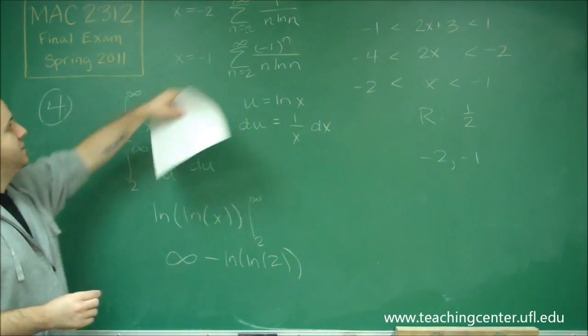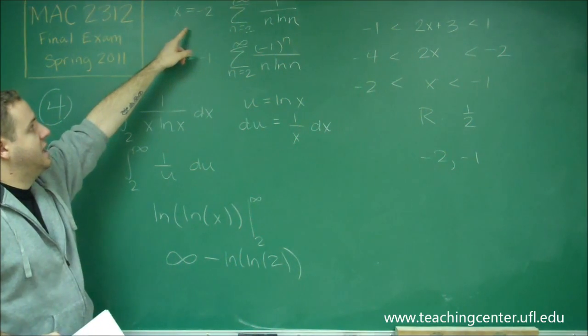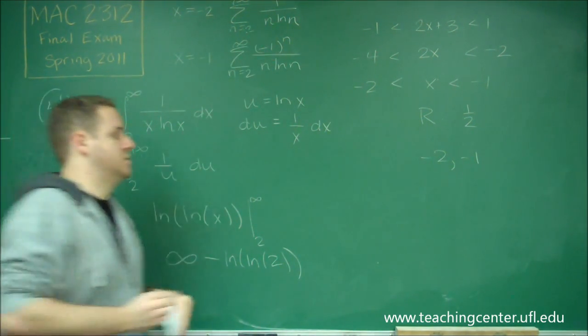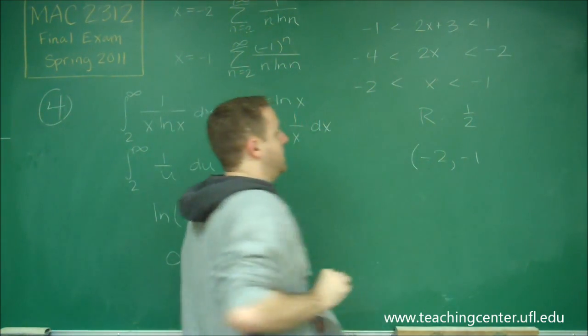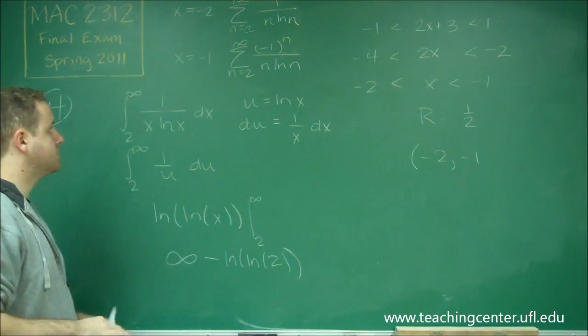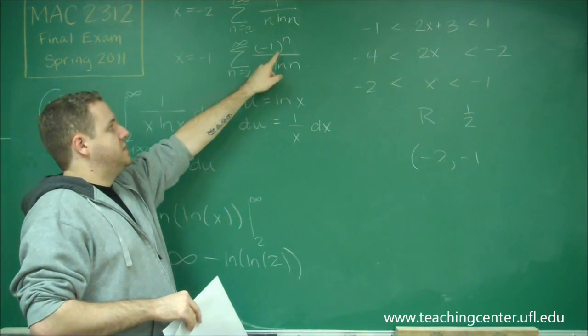So therefore that series diverges, 1 over n ln n diverges, which tells us that negative 2 then is not in our interval of convergence. So we have a parentheses on negative 2. So we need to do something similar for negative 1. Well, negative 1 gives us the same thing, except it's alternating.